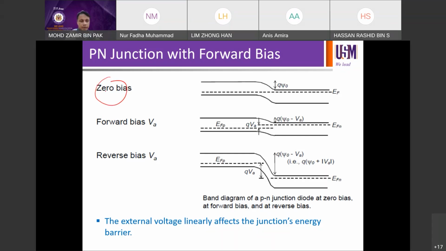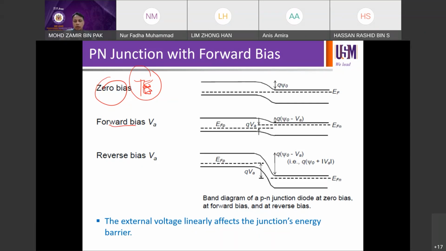So this zero bias here is basically your thermal equilibrium condition, just like what you have under typical thermal equilibrium. And the second condition is when you forward bias the PN junction, and this is achieved when you connect the positive terminal of your circuit to the p-type and the negative terminal of your circuit to the n-type, and you apply some voltage VA or VF, for example, and that will reduce the barrier height formed during thermal equilibrium condition.